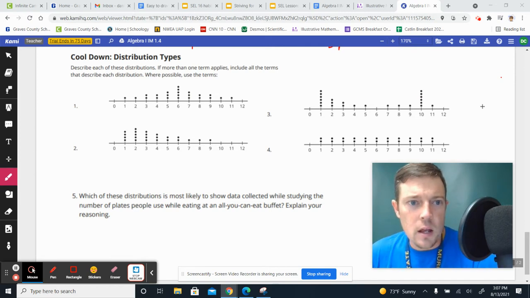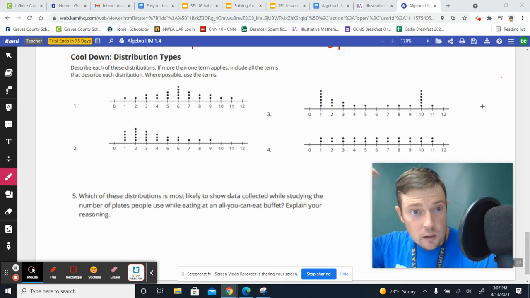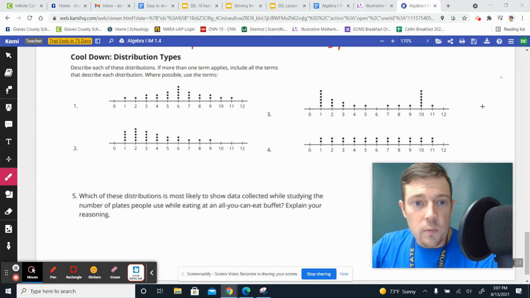So just looking at it, you had to describe each, and if more than one term applies, you can include all of them. So some of them are going to have multiple when you can do it.